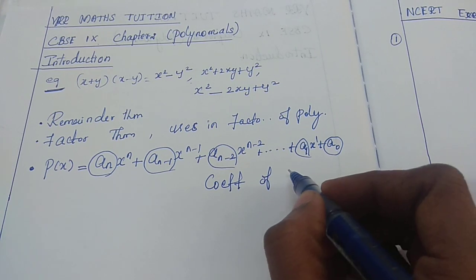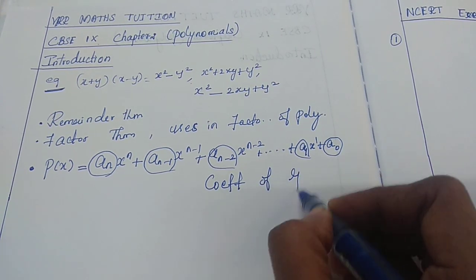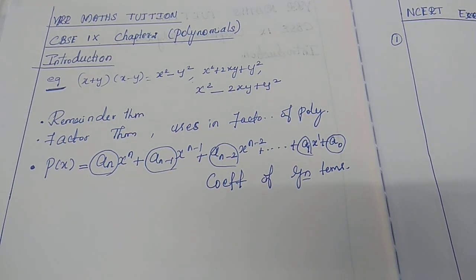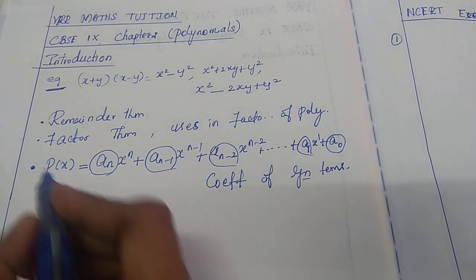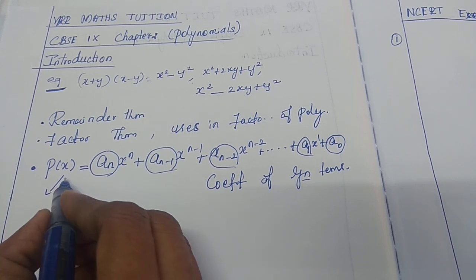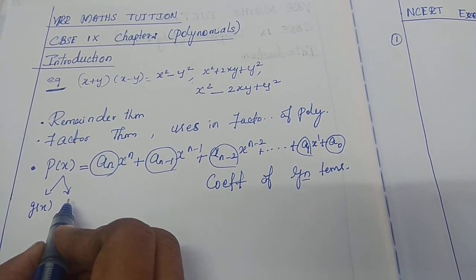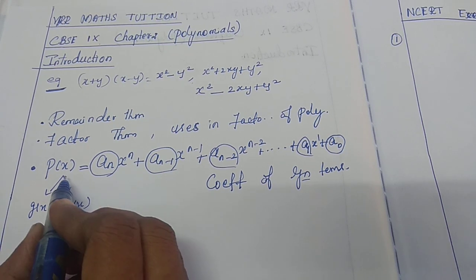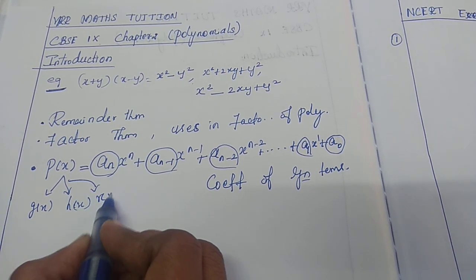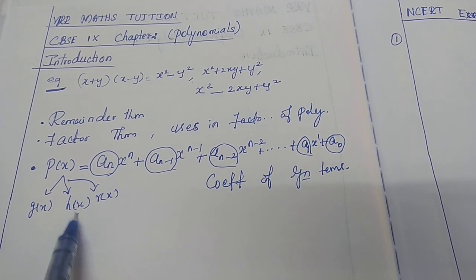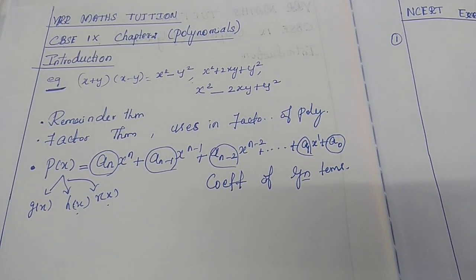of given terms. So coefficients of the given terms. This p of x is also represented by g of x or h of x, or r of x. Anyway we can represent this expression as g of x or h of x and r of x and so on.